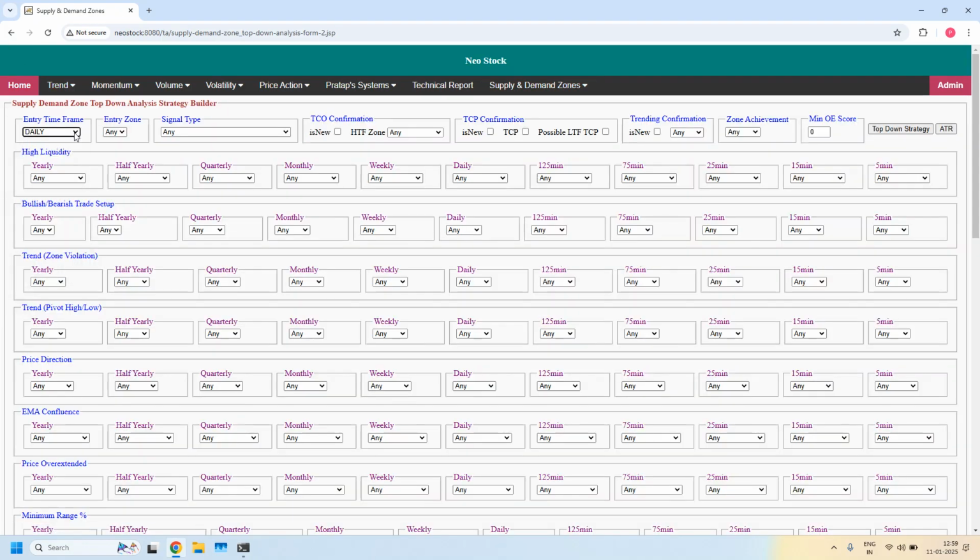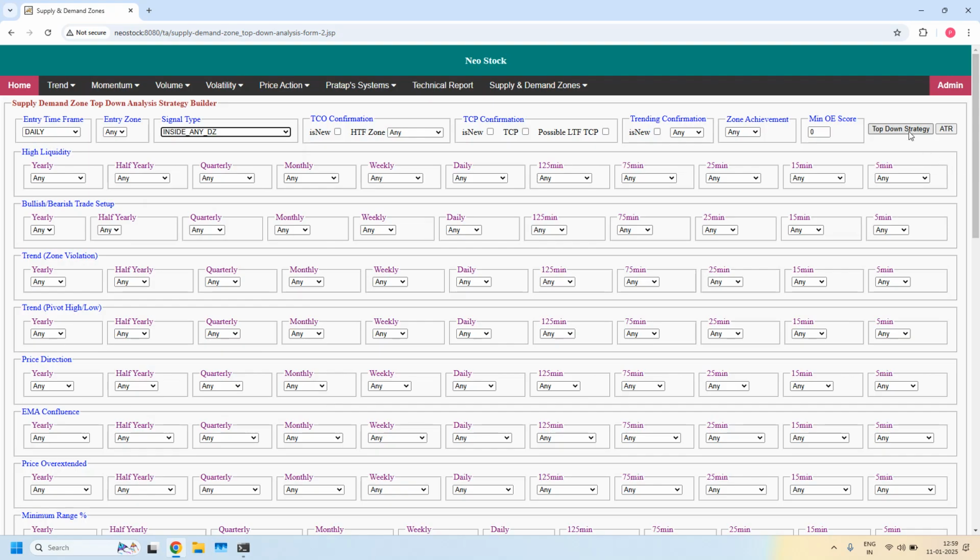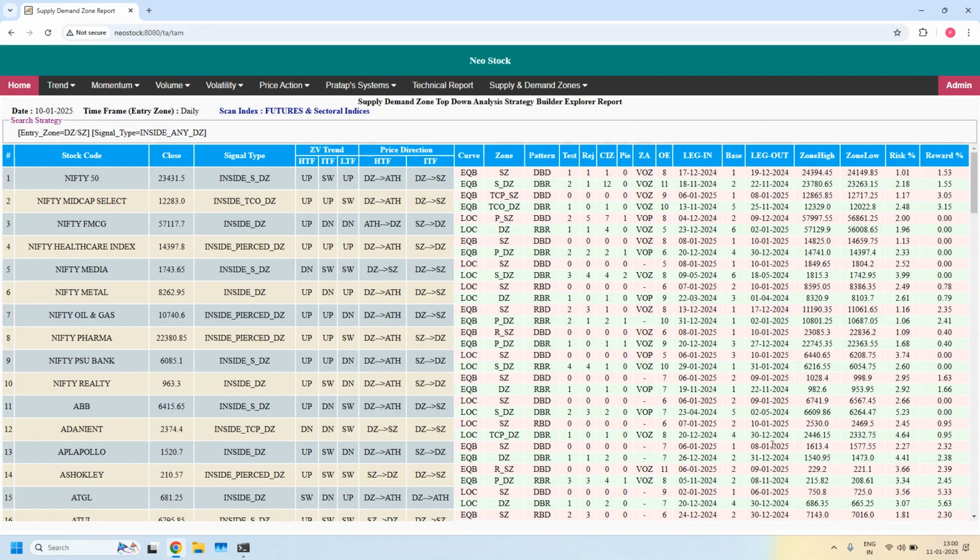Daily time frame. Let us find the stocks where price closed inside the daily demand zone. This includes pierced zones closed inside the zone. Because from today onwards, I am not separately filtering the pierced zones. They will be there in the existing report. By looking at the pierced column, you need to find them while scanning.